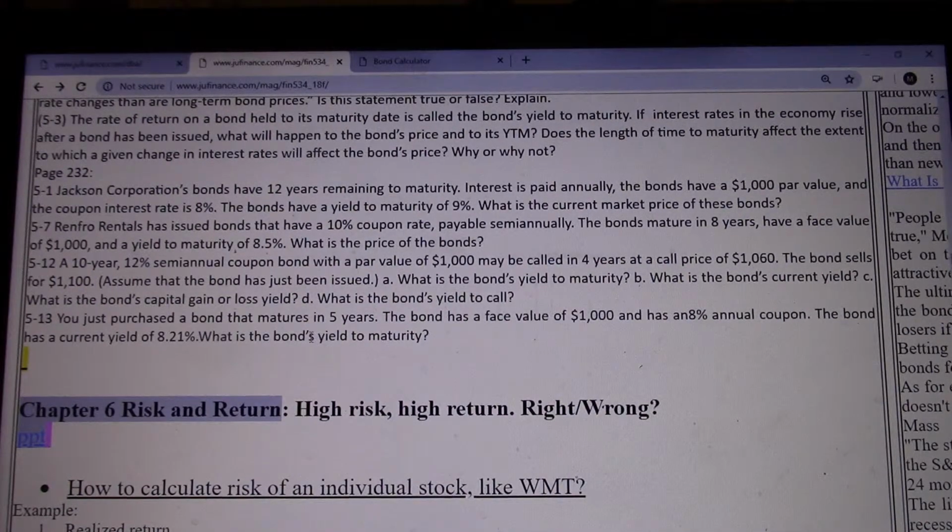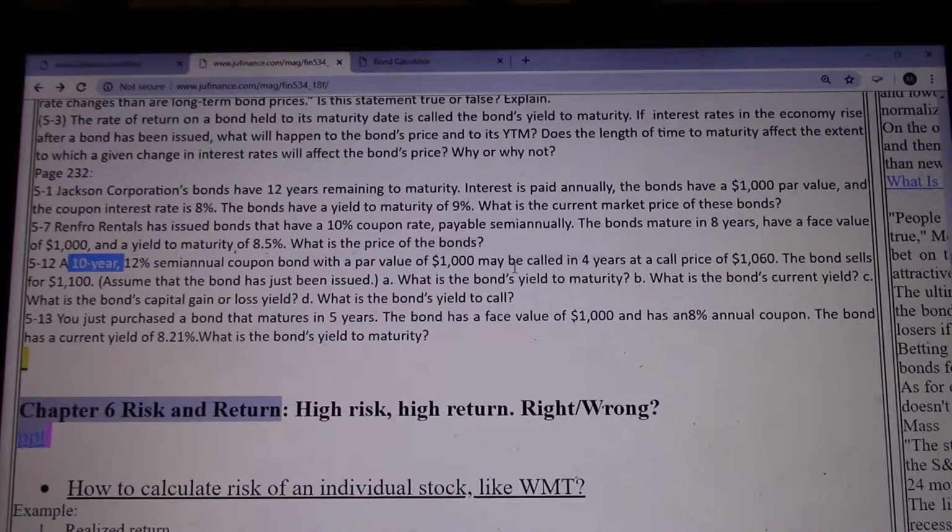So since this $1,100 is the PV, par value should be the future value. The signs should be: future value is positive 1,000, and for price you should put a negative in front of it. And this is a semi-annual coupon bond. So 12% coupon, so $60 for the semi-annual coupon. So 20 half years in this question.